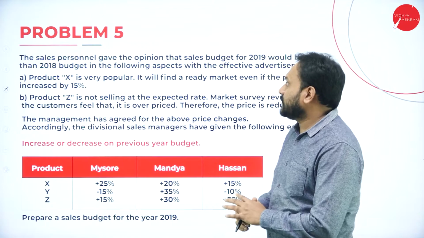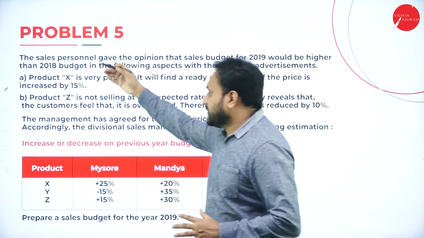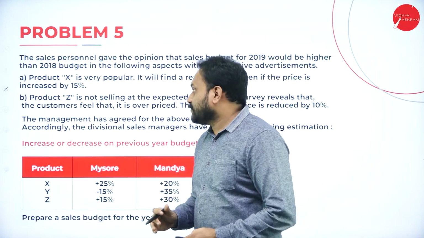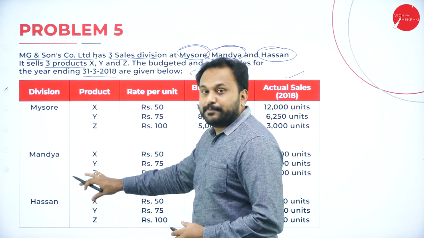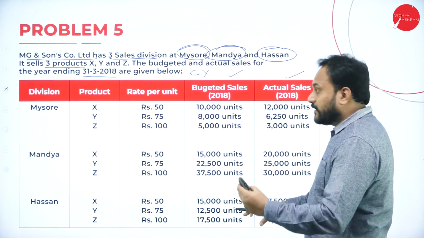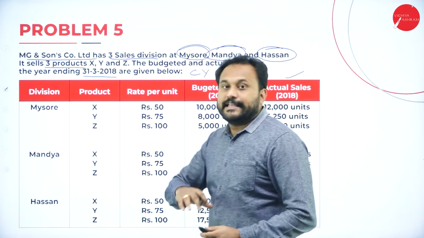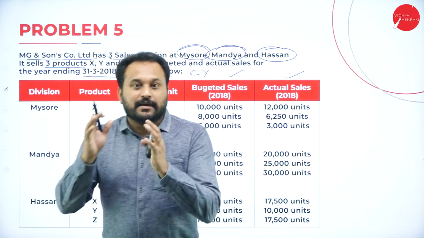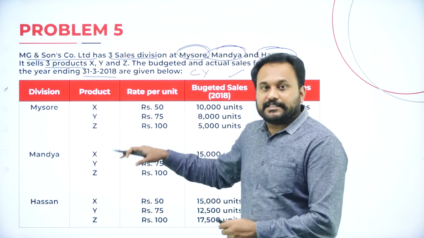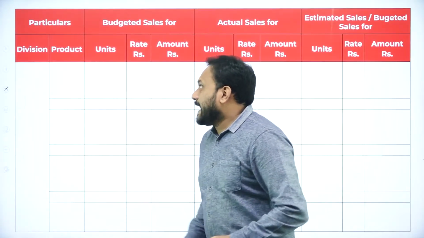Now the sales personnel gave the opinion. So we'll not take this adjustment right now. We'll just solve the first one itself. That is, there are 3 products, 3 divisions, rate is given, budgeted sales we'll calculate, actual sales we'll calculate. Then later when we write the budgeted sales for 2019, we will go for the adjustments, right? So our answer would be like this.